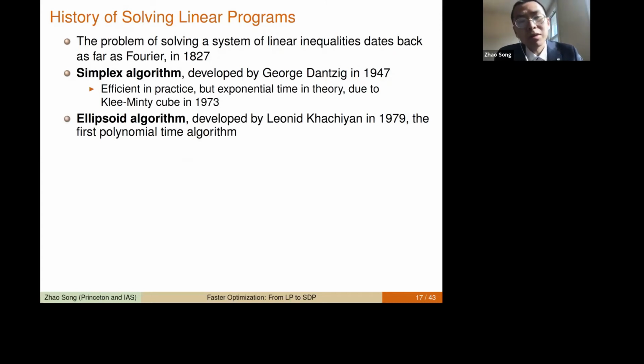So then there was a long-standing open question: is LP actually in P? Until 1979, Khachiyan proposed a new algorithm called the ellipsoid method. This is the first polynomial time algorithm. And after this algorithm, we know LP is actually in P. But the weakness of this algorithm is that it is very slow in practice. So no one uses this algorithm. Even though it has a theoretical guarantee, we still use the simplex algorithm.